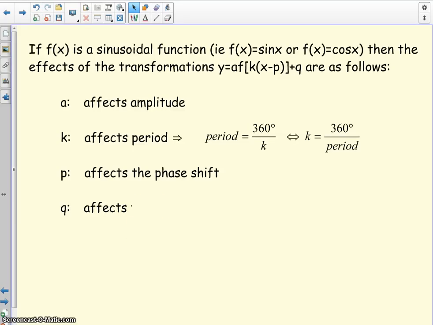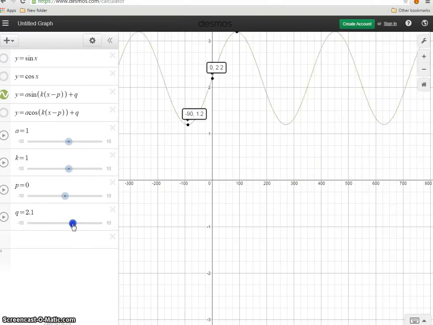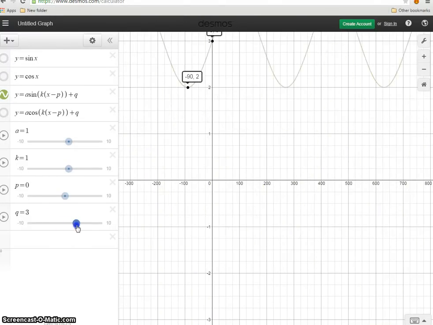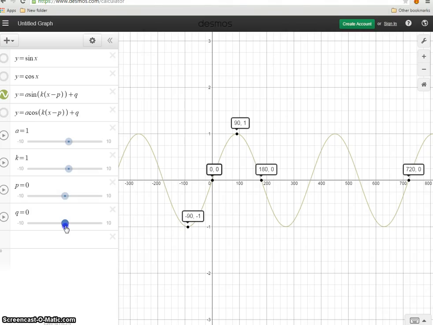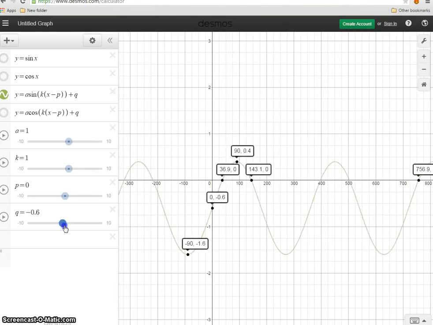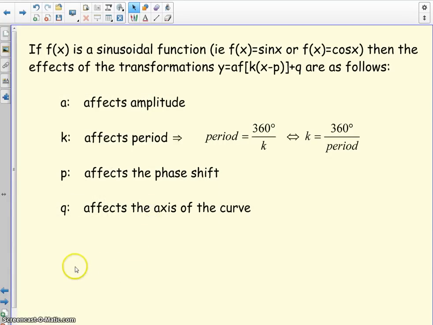And last but not least, the Q, if I change that, you'll see that moves the entire graph up and down. So what does that change? Well, yes, my max and min are moving, but you see the axis, the line halfway between your max and min, is always shifting as well. It's shifting with that. So what does that change? It changes the axis of the curve.